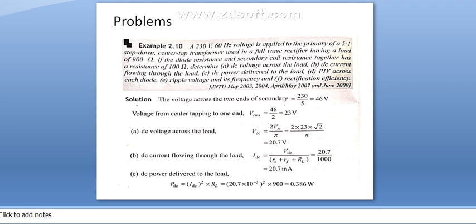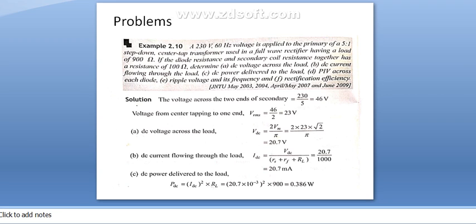The next problem: a 230 volts 60 hertz voltage is applied to the primary of a 5:1 step down center tap transformer used in a full wave rectifier having a load of 900 ohms. If the diode resistance and secondary coil resistance together have a resistance of 100 ohms, determine the DC voltage across the load, DC current flowing through the load, DC power delivered to the load. Next, peak inverse voltage across each diode, a ripple voltage and its frequency, and finally rectification efficiency.